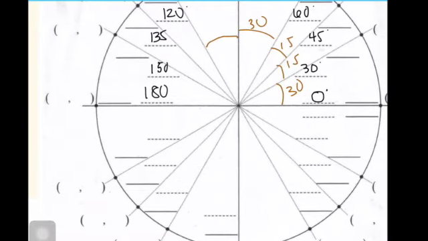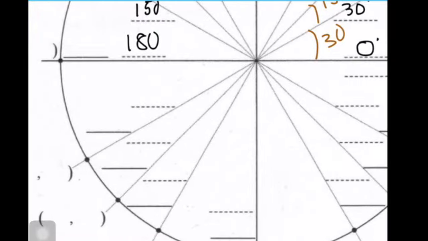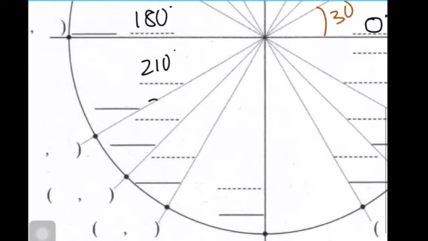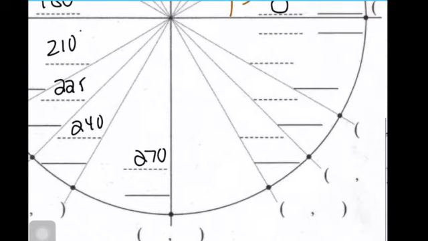determining our angles this way. So 30, 15, 15, 30, right? So 30, so that's 210. Sorry, I wanted to put an angle here. Then plus 15, so that's 225. Then plus another 15, that's 240. Then plus 30, 270. Then again, 30, 15, 15, 30.